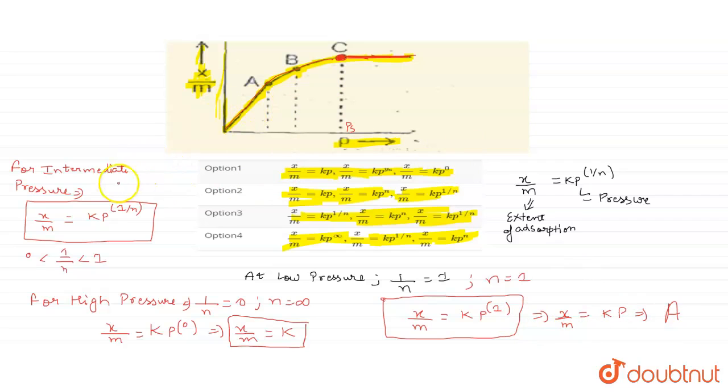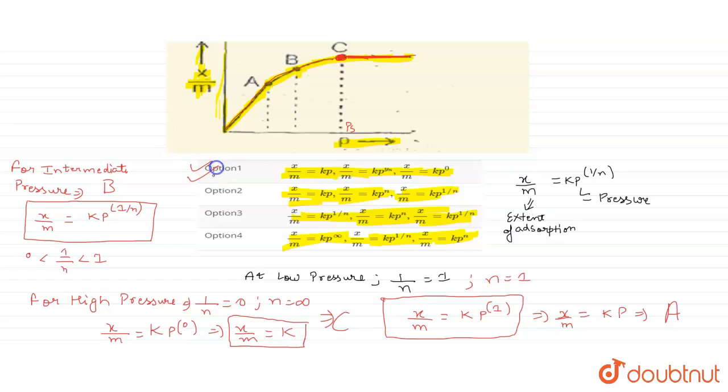For intermediate pressure, that is for B. At intermediate pressure 1 by n varies from 0 to 1. So x by m equals kp to the power 1 by n. So this is for B. And for high pressure 1 by n equals 0, and this is for C. So for A, x by m equals kp. For B, x by m equals kp to the power 1 by n. And for high pressure, that is for point C, x by m does not depend on pressure. So x by m equals kp to the power 0.